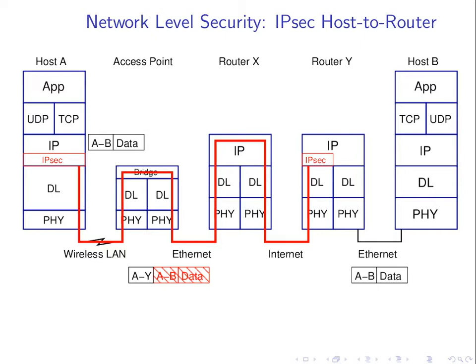Can the malicious user outsmart the security? Like, how? The reality is that host A and host B are communicating, and the security is just A to router Y. Okay. So what can the malicious user do?